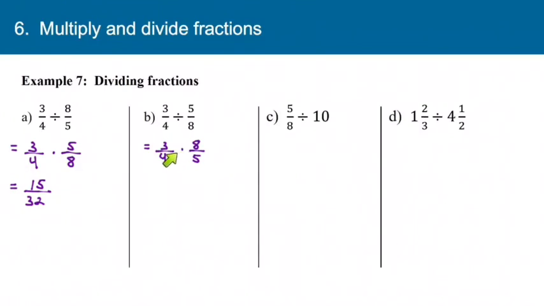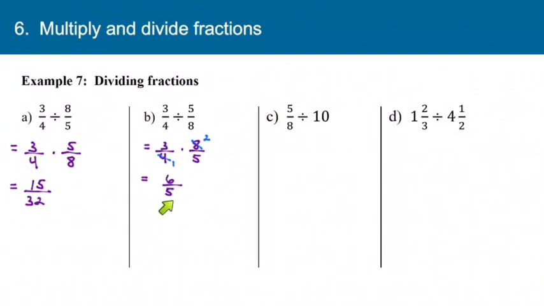And now that we're in multiplication form, we can cross out any like factors. So I see that 8 is 4 times 2. In other words, these two numbers can both be divided by 4. 8 divided by 4 is going to leave 2, and 4 divided by 4 is going to leave 1. So now multiplying top times top, 3 times 2 is 6, and in the denominator 1 times 5 is 5.